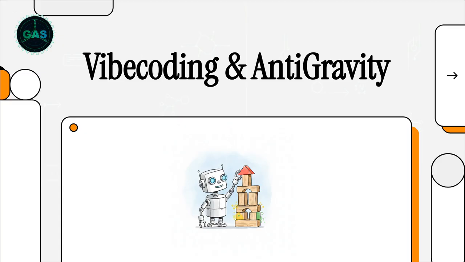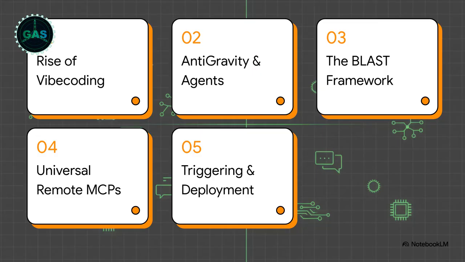Today's explainer is going to show you exactly how this magic happens, and more importantly, how you can actually use it yourself. Here's a quick look at what we're covering in today's explainer. First, the rise of Vibecoding. Second, anti-gravity and agentic systems. Third, the 5-step BLAST framework. Fourth, the universal remote MCPs. And finally, triggering and deployment.